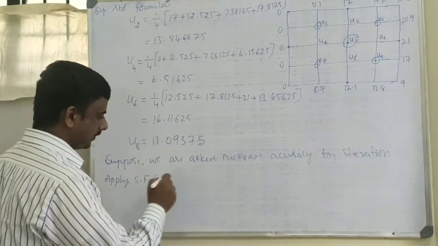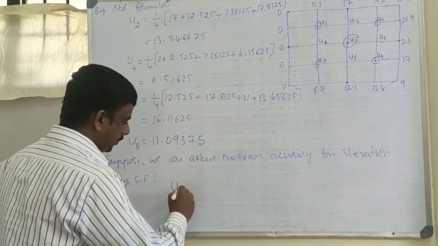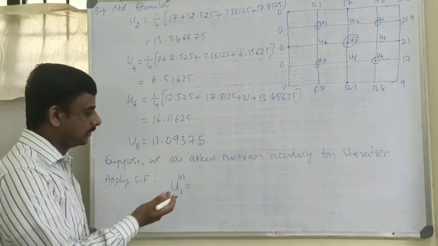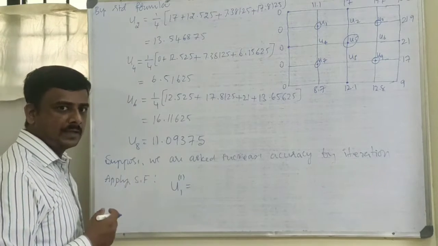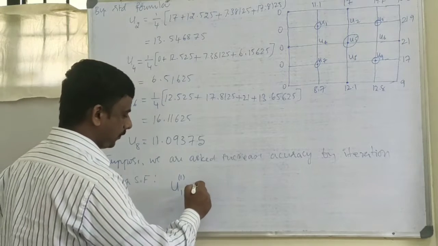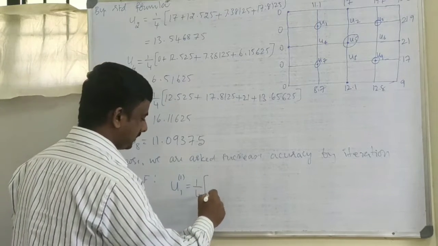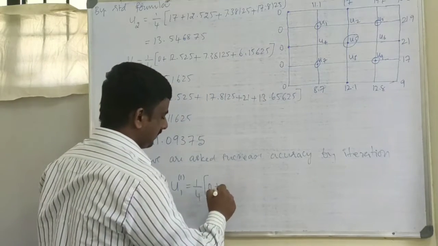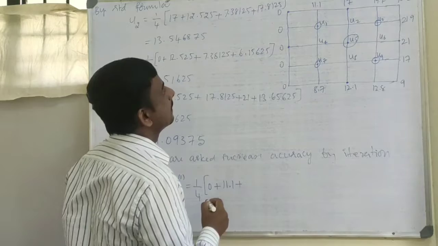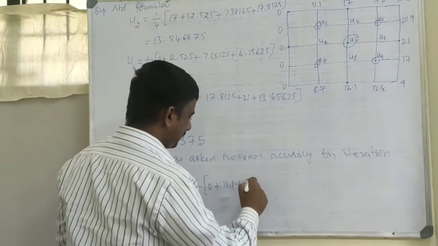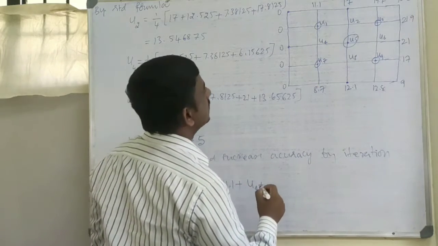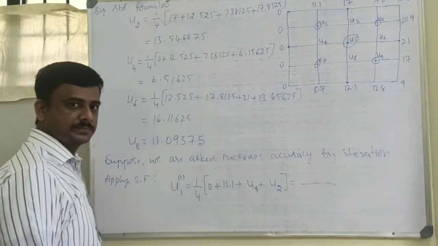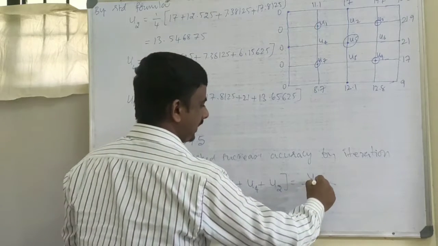In that case, what will we have? u1 of 1 will be u1 of 1, to denote that we are applying the iteration process. u1 of 1 equal to 1 by 4 times 0 plus 11.1 plus u4 plus u2. We'll get some value here, say u1 dash.